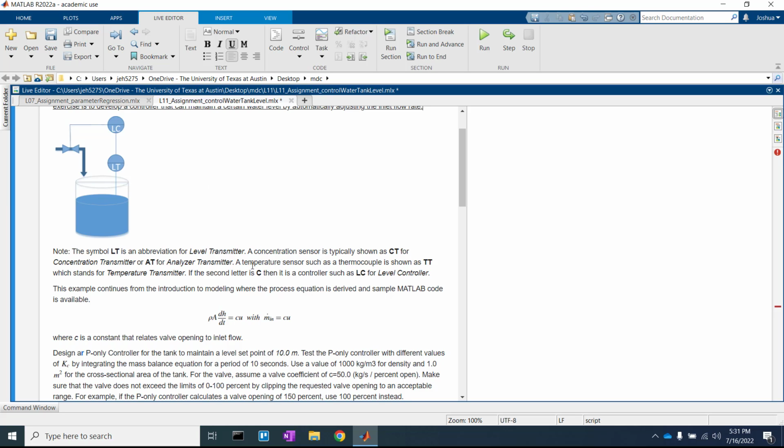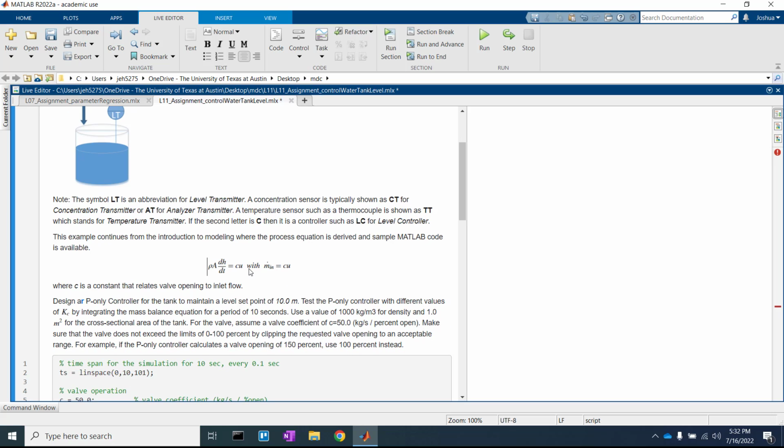TT is like a temperature transmitter, for example. AT is analyzer transmitter, CT is concentration transmitter. So that last T is generally transmitter. The second letter C is usually controller.